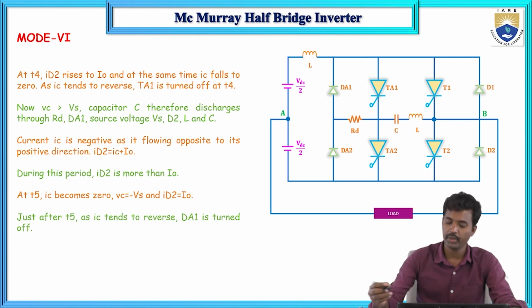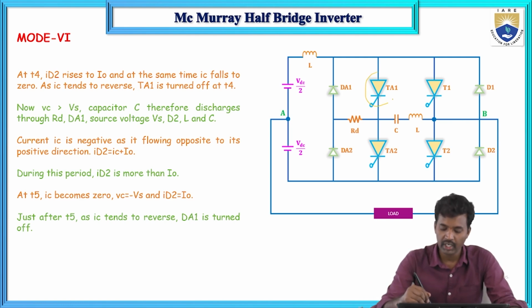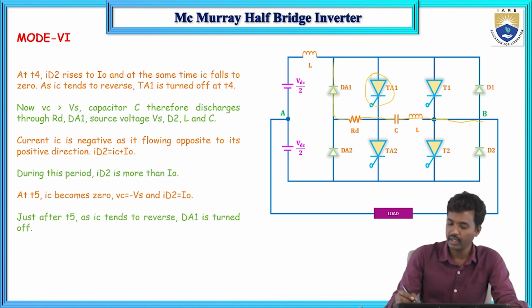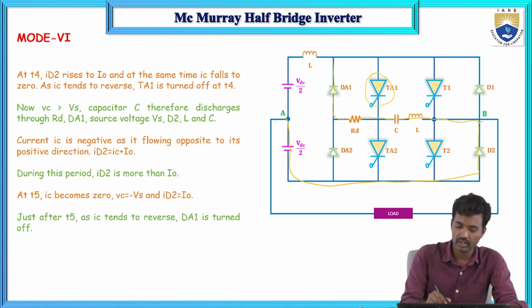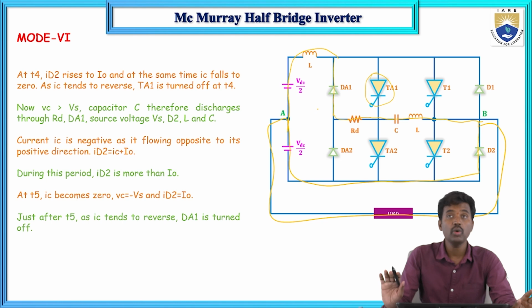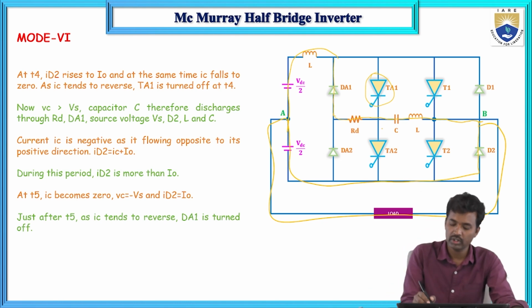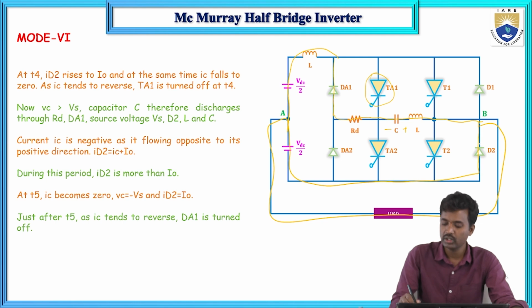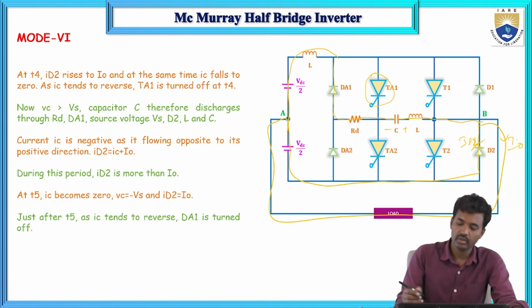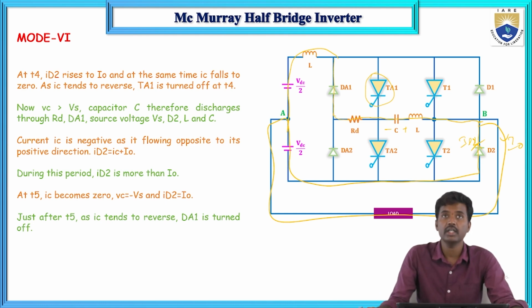And in mode 6 operation, what will happen? TA1 will be turned off and DA1 will be turned on through this L. This is minus and this is plus. Here are ID1, ID2, and I0. The current is in reverse bias.